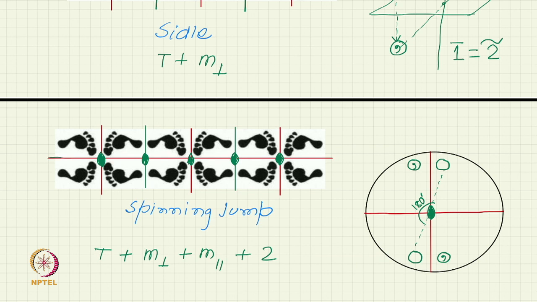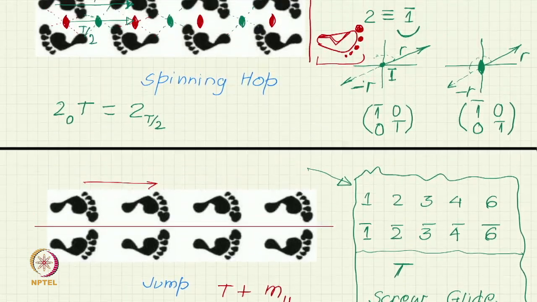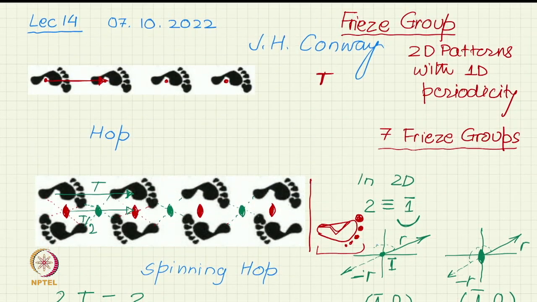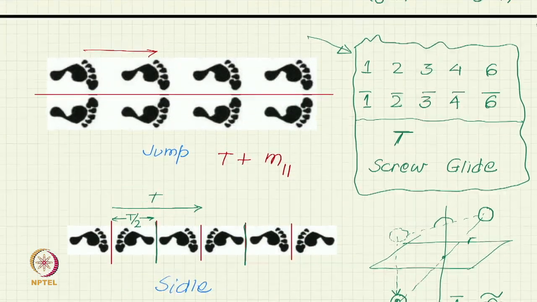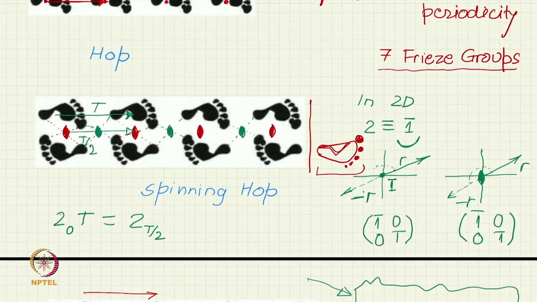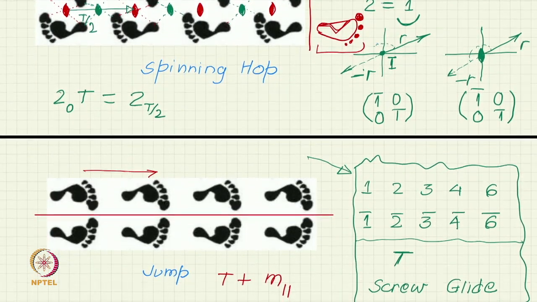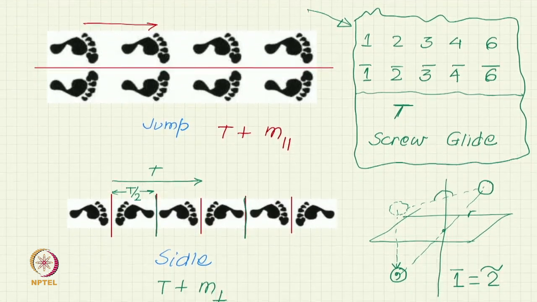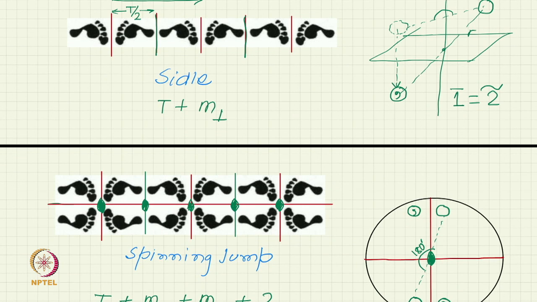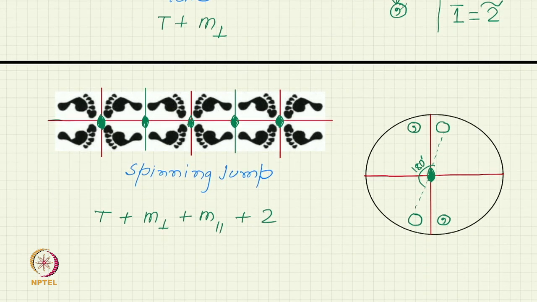So, what else can be there now? Are we missing something? Think of all the things you can do with your feet. You can hop, you can spin hop. Mostly you will not try, but you can try spin hop. It will be a good exercise. Jump, sidle, or a spinning jump. I think it will be good exercise to go back to your rooms and try all these motions. Good symmetry homework.